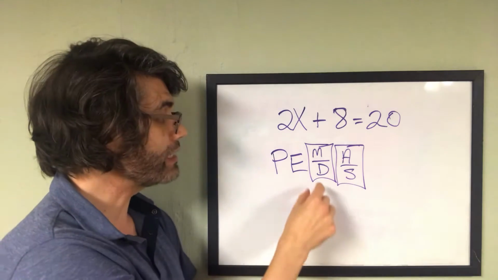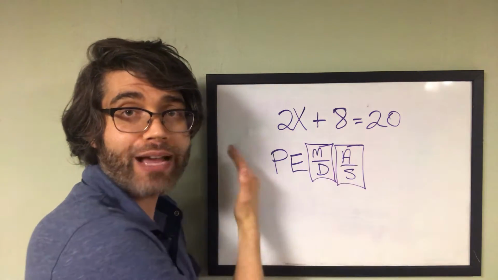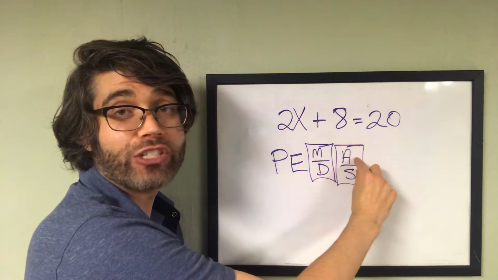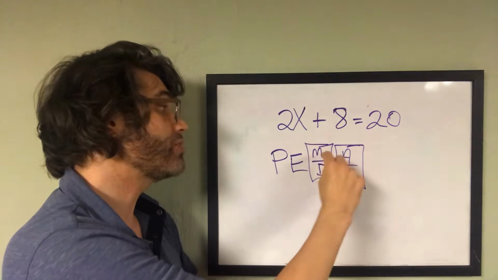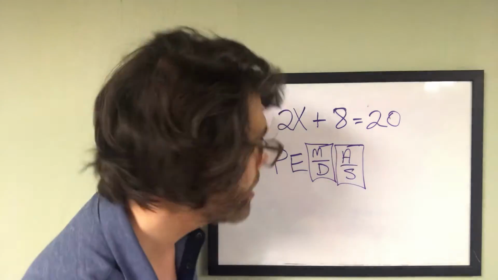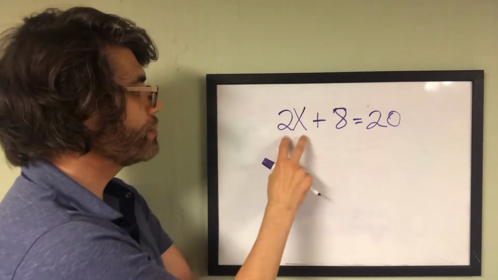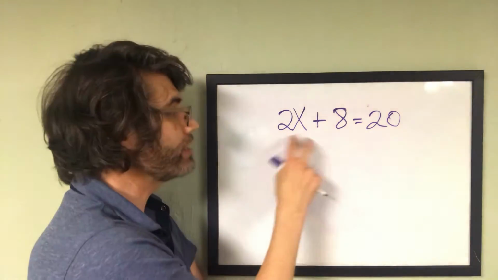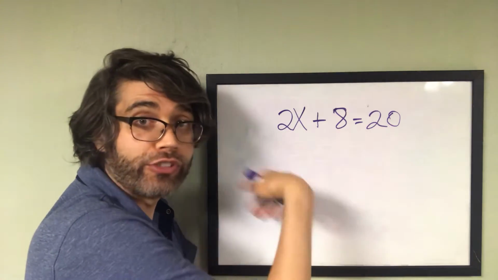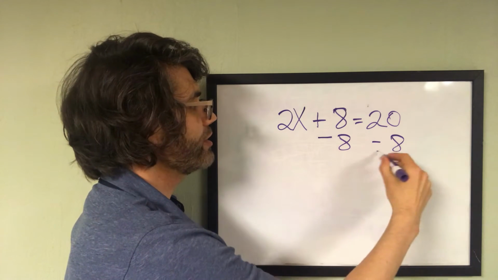So instead of doing PEMDAS forwards, think of doing PEMDAS backwards. So we're actually going to do our additions and subtractions first, and then do our divisions and multiplications second, backwards. Okay, so instead of doing multiplication or division first, let's do the addition and subtraction first, because we're doing it in reversed order. So I'm going to take away 8 from both sides first.